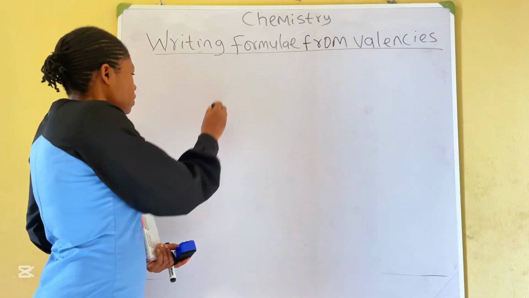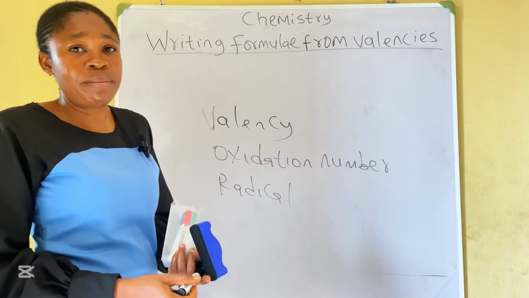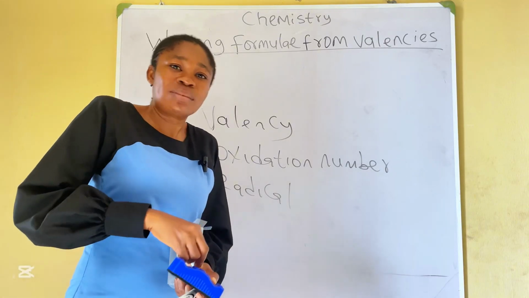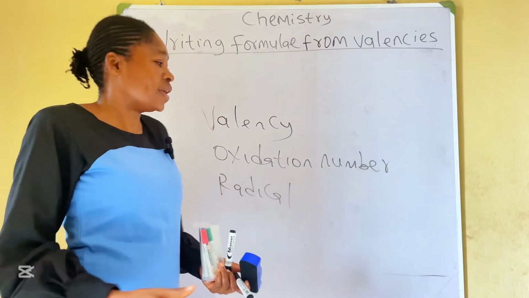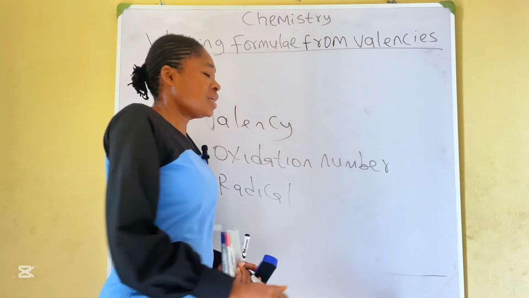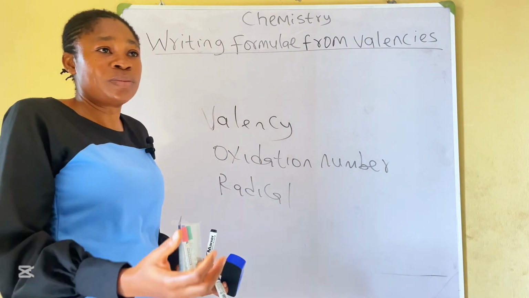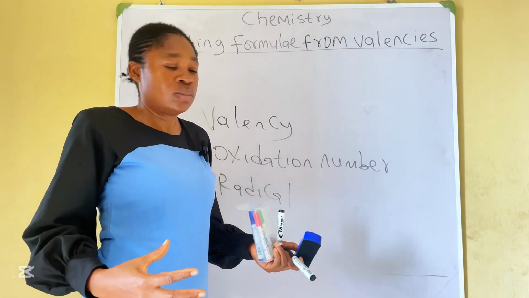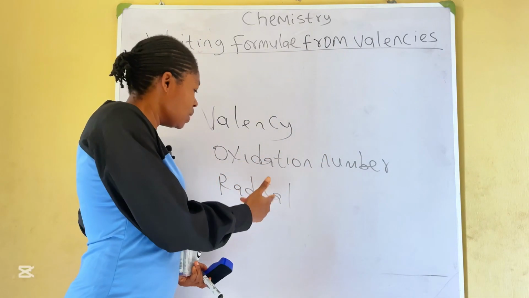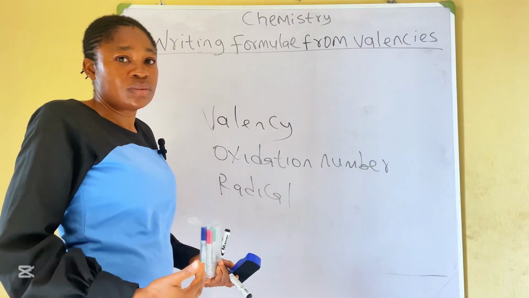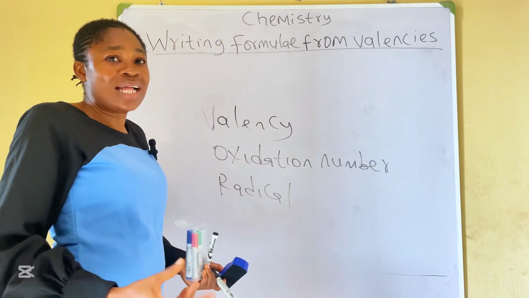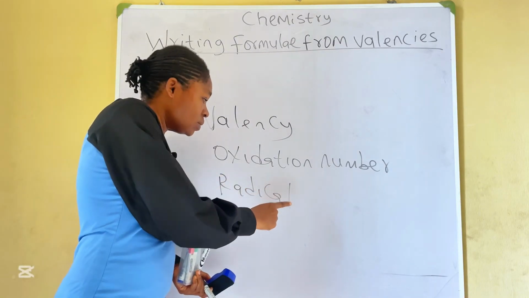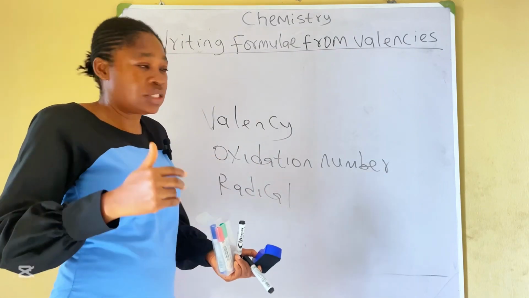What is valency? Valency is the combining power of an element. It does not have charge, and it helps us to construct chemical formula. Oxidation number is the charge an atom possesses when it gains or loses an electron. Radical simply means a group of atoms that carry charge, and they react as one single unit.